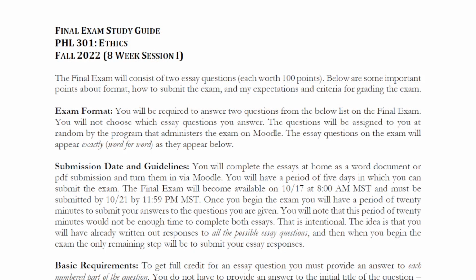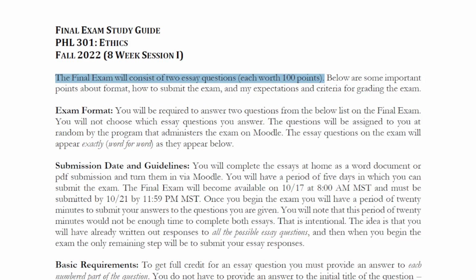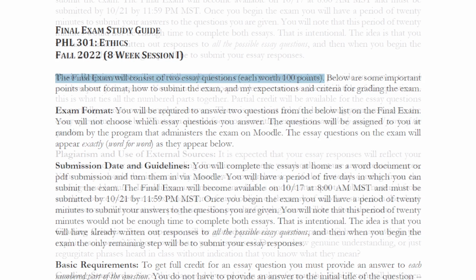Now that we have seen what is involved with the mechanics of taking the exam, I will now begin to discuss how your exam responses will be graded. Each of your essays will be given a score out of 100, and so your score on the entire exam will be a score out of 200.